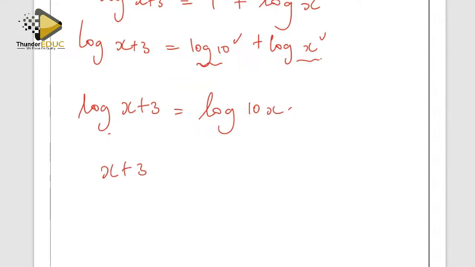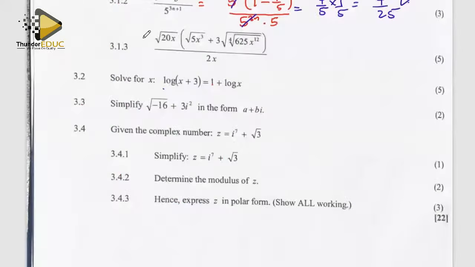So I have x plus 3 is equal to 10x. Then I can move the x to that side. 3 is equal to 9x, meaning that x is 1 over 3. Okay, so that is what the question technically wanted.